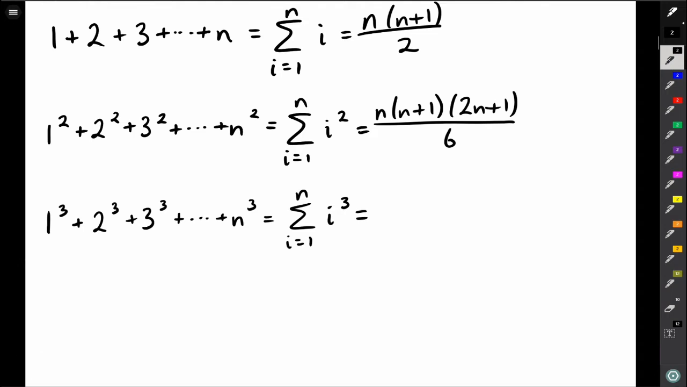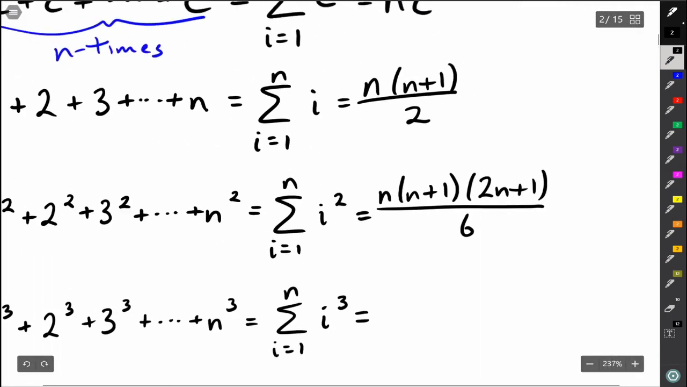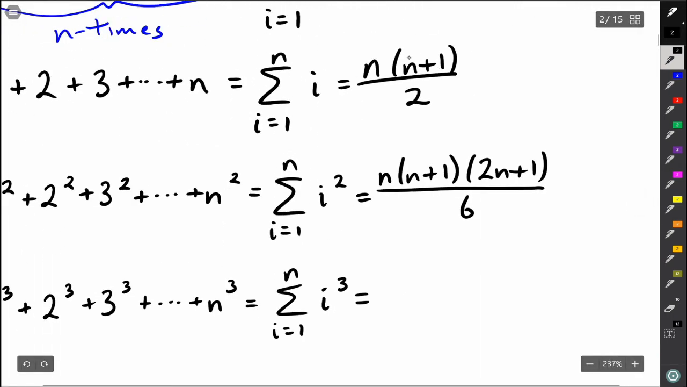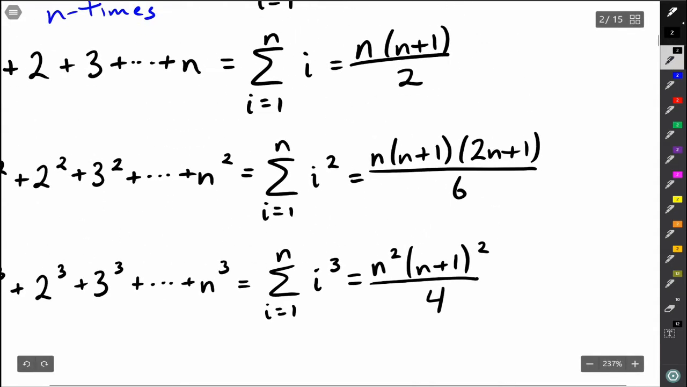And finally, when we add up cubes, now this one, in a very interesting twist, this one turns out to just be the square of that one. n squared, n plus 1 squared over 4. So quite interesting that this is just the square of that.